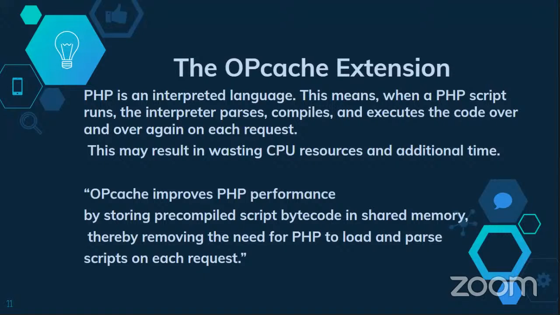PHP is an interpreted language. This means when a PHP script runs, the interpreter parses, compiles, and executes the code over and over again on each request. This may result in wasting CPU resources and additional time. But then OP cache improves PHP performance by storing precompiled scripts bytecodes in shared memory, thereby removing the need for PHP to load and parse scripts on each request.